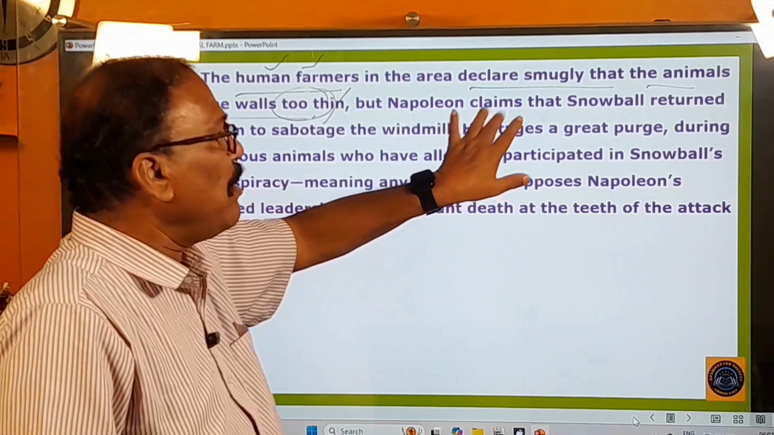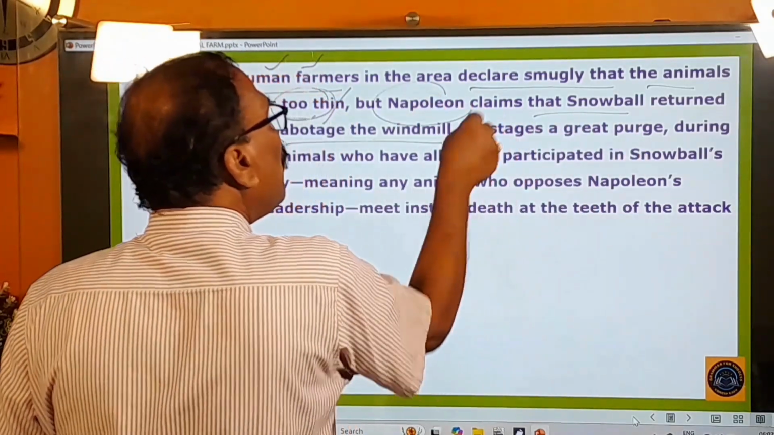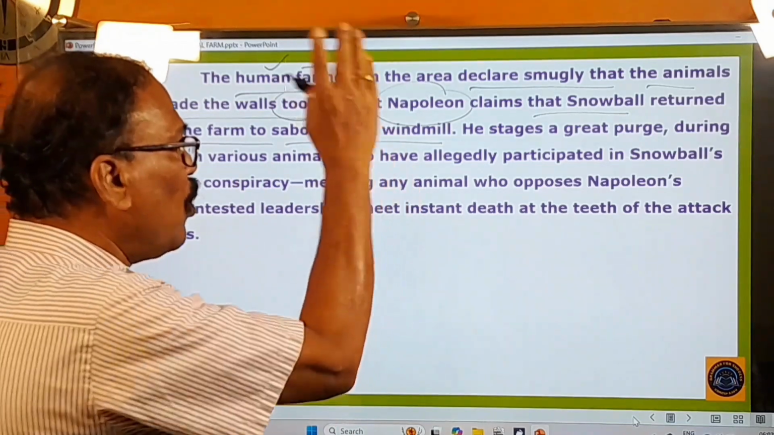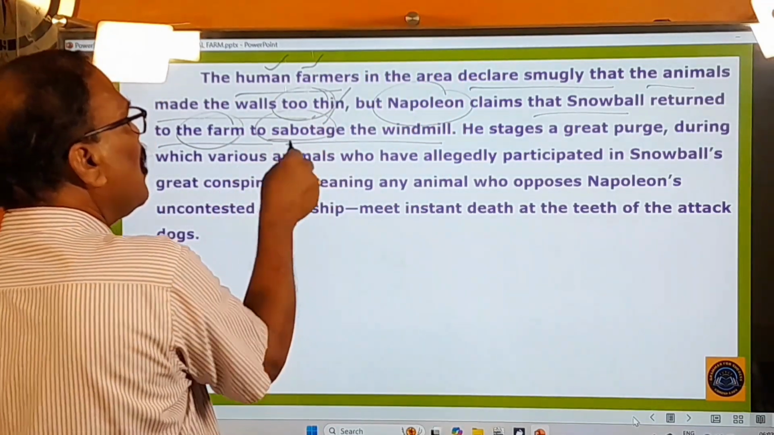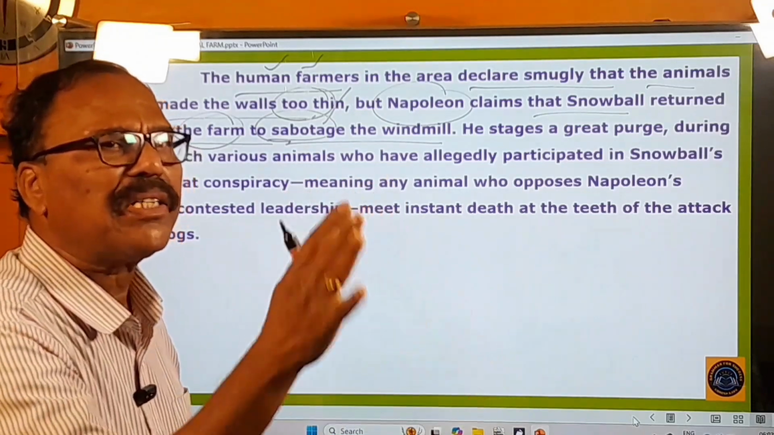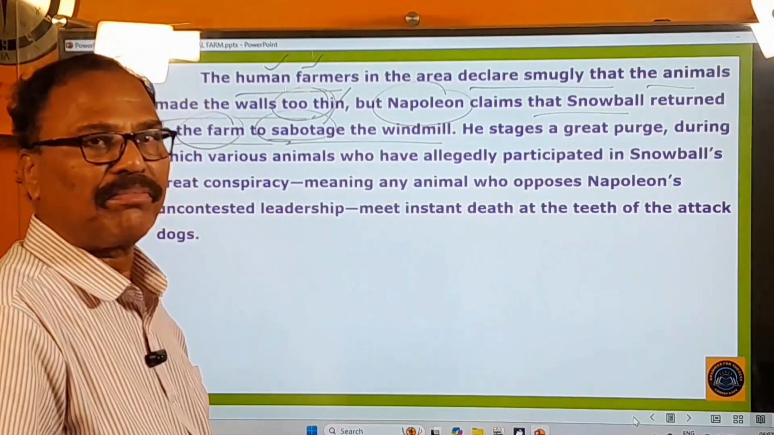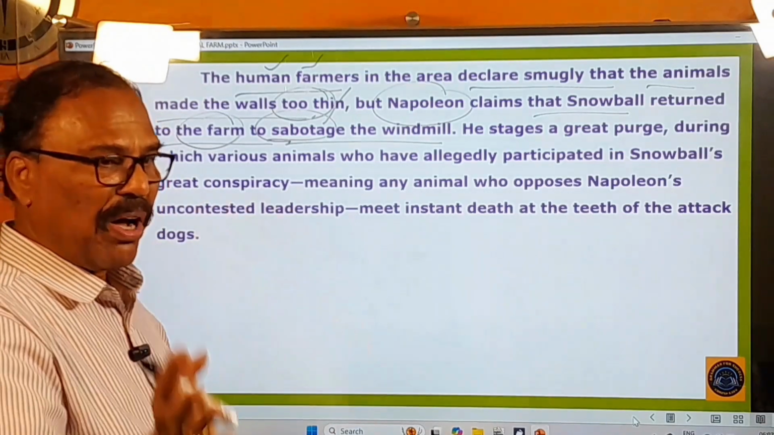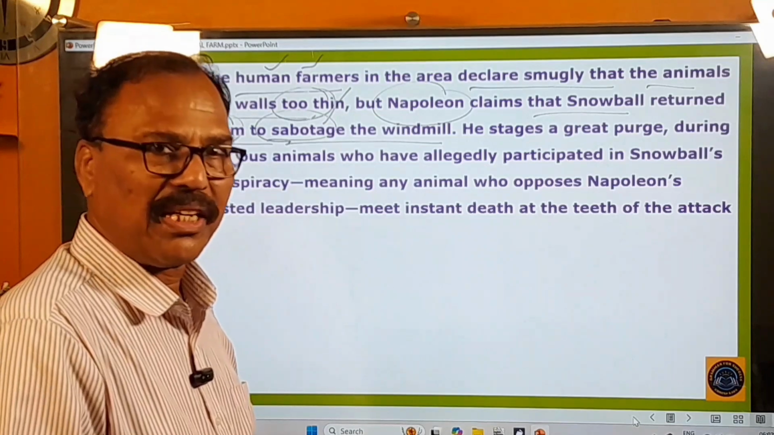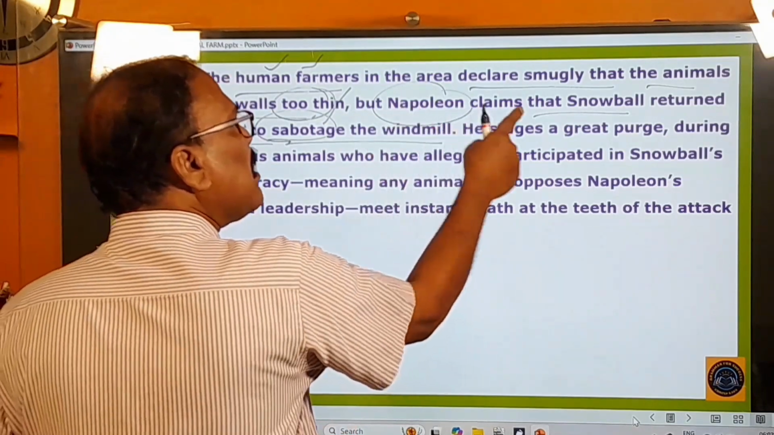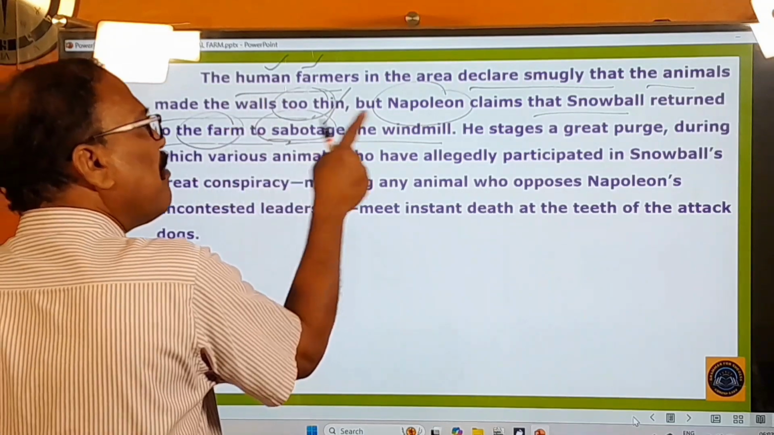But Napoleon claims that Snowball returned to the farm to sabotage the windmill. Napoleon firmly says that Snowball has returned to the farm in order to sabotage. Sabotage means to deliberately destroy the property belonging to the opposition party. So here, Napoleon says that Snowball has returned to the farm in order to sabotage the windmill.